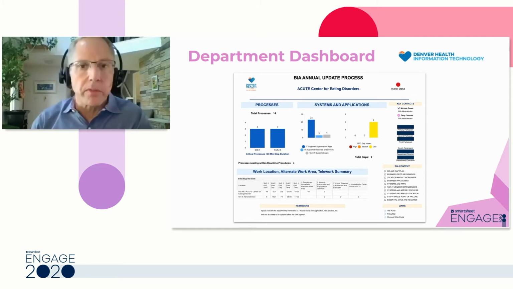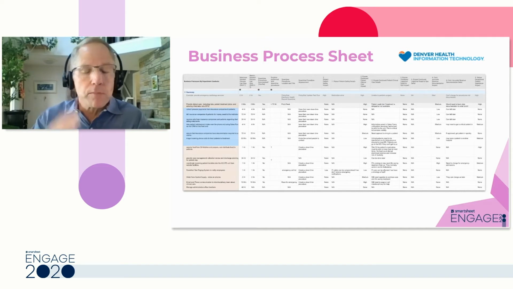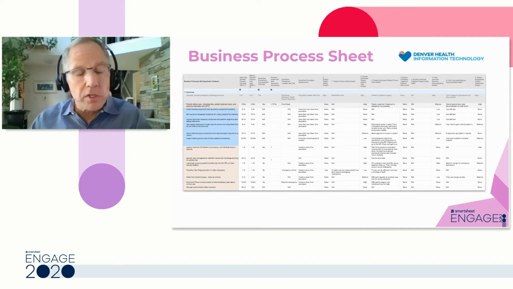So that's all I want to talk about there on the individual department dashboard. There are many items that we collect, or data elements. I'm only going to really specifically talk to two, just in the interest of time. So again, what business processes, what does the Acute Center for Eating Disorder do?